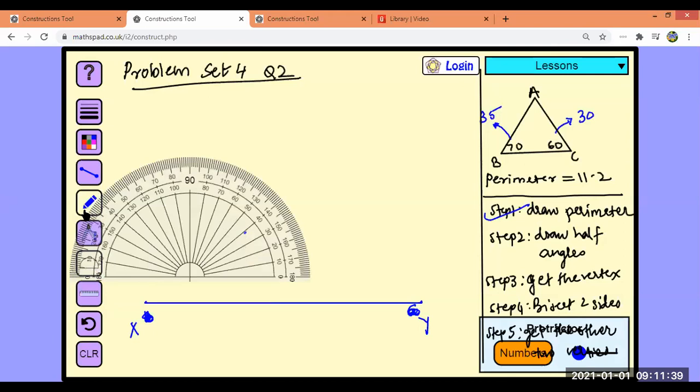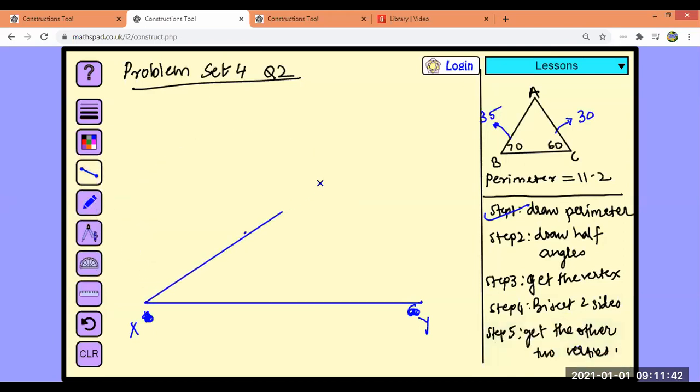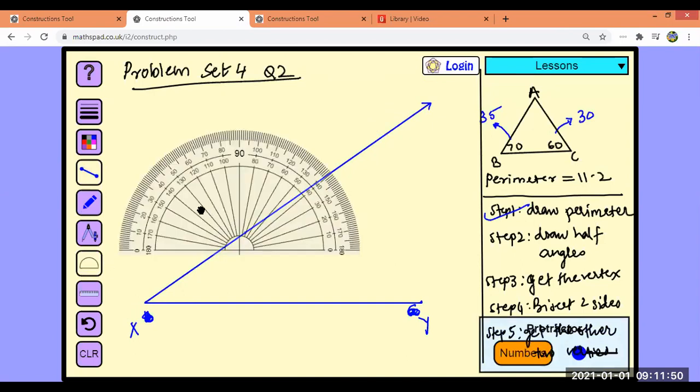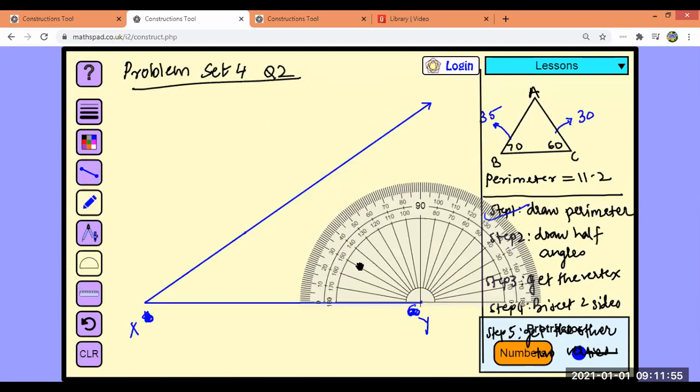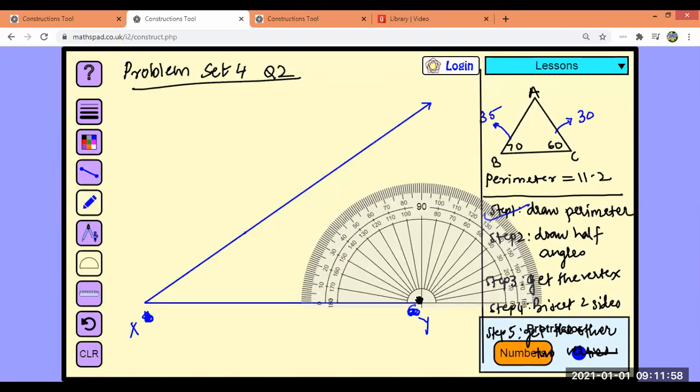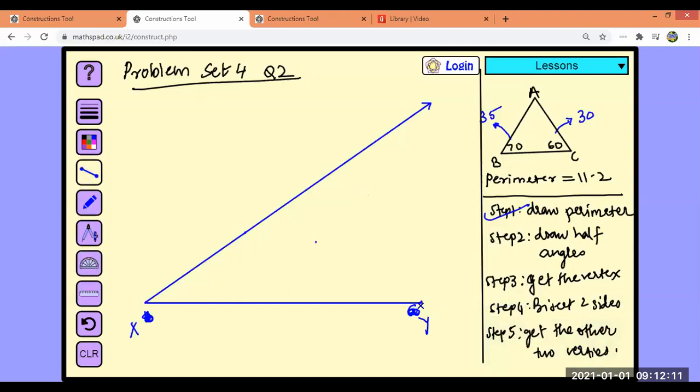Okay, and once you have drawn that, we join the point X to that point and extend it, and draw the arrowheads. Correct. Now the next thing is to draw 30 degrees on the other end. So place the protractor in such a way that the center point is coinciding with the point Y, and now mark 30 degrees. So here I have marked 30 degrees. Okay, and you need to join point Y with that point and extend to get the vertex.